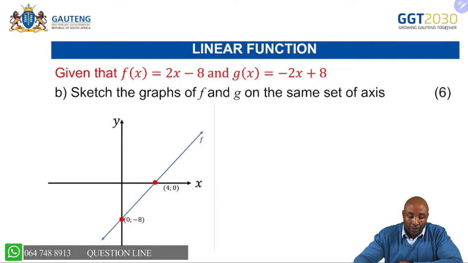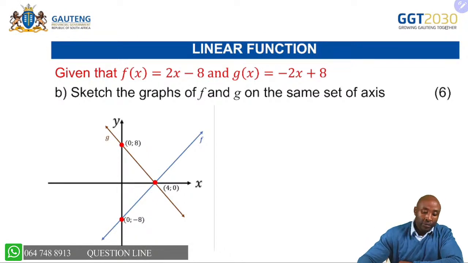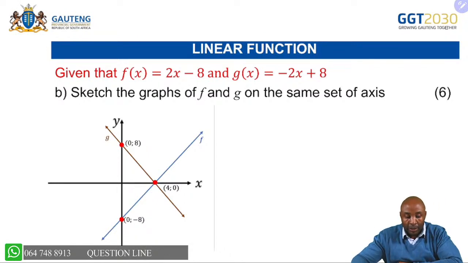Then I also indicate my y-intercept and my x-intercept for the graph of g, and then I draw my graph of g of x. Because the gradient is negative, I'll just join the 2 points from the y-intercept to the x-intercept, and then I extend my line to get the graph of g of x and f of x.